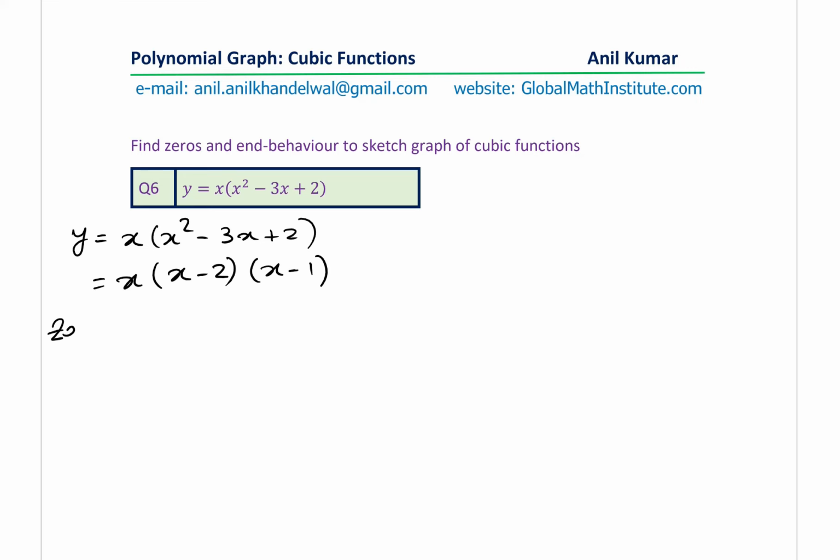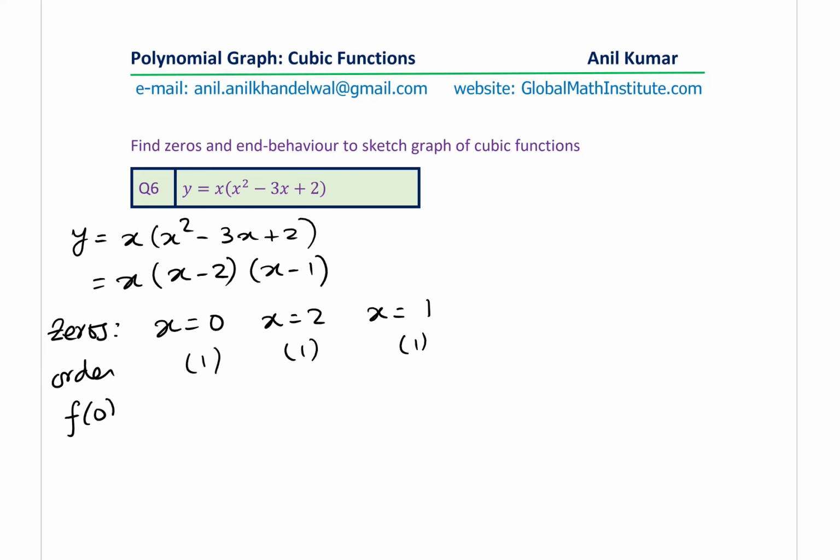So in this case, the zeros are at x equals 0, x equals 2, and x equals 1. The order of these zeros is all 1. So when it is 1, we normally do not write 1. It is taken as a default value. And as far as the y-intercept is concerned, the value of the function at 0 is 0. The leading coefficient comes from multiplying these two terms, x and x squared. And therefore, we get a leading coefficient an of 1, and we see that an is positive. So that gives you the end behavior, correct?